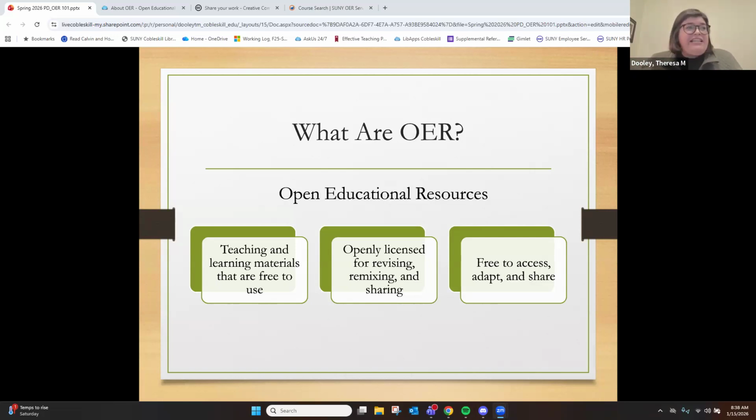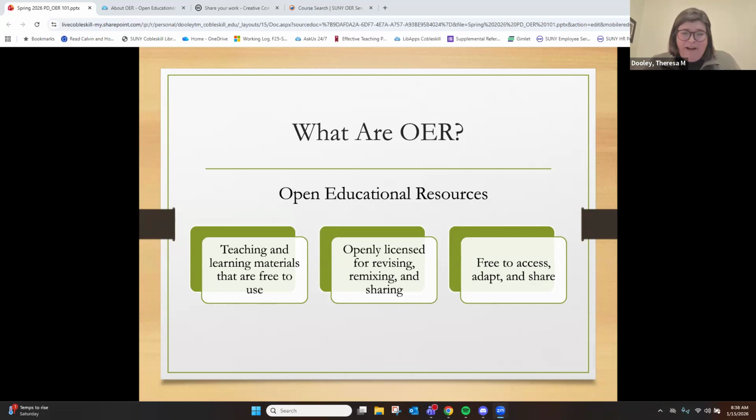All right. So these are teaching and learning materials that are free for both students and faculty to use. But in addition to being free, the open licensing that is applied to it allows us to not only access it and not have to pay for it, but we also have the ability to revise it, remix it, and share it. So if you have one open resource, you can share it with all of your students without worrying about copyright or legal concerns.